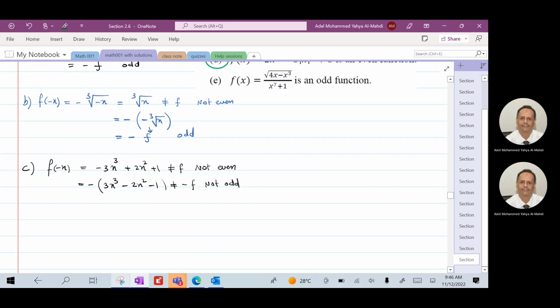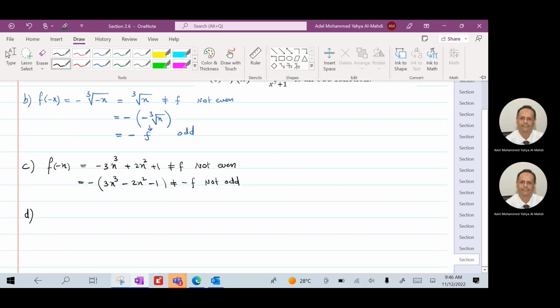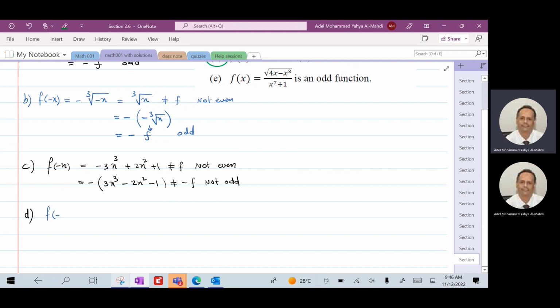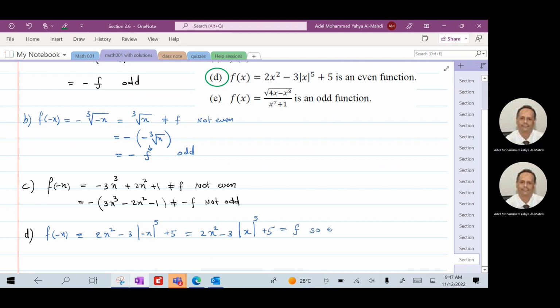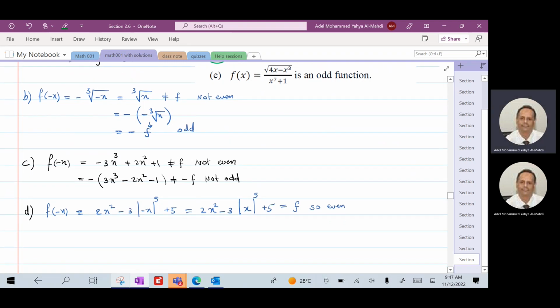D. f at minus x, if you replace every x by minus x, it will be 2x squared minus 3 times absolute value of minus x to the power 5 plus 5, and after simplifying this is 2x squared minus 3 times absolute value of x plus 5. It is the same as f, so even. The last one is neither.